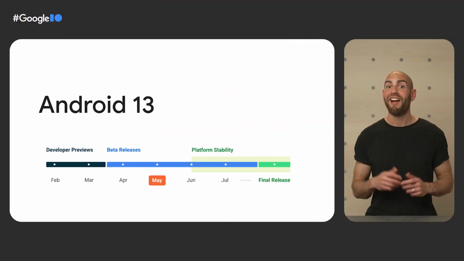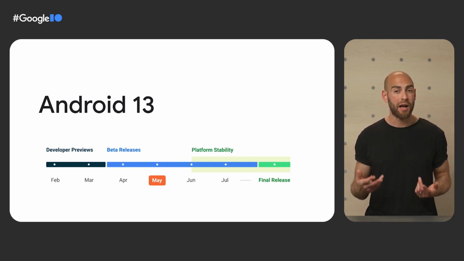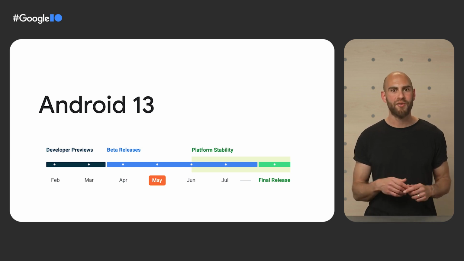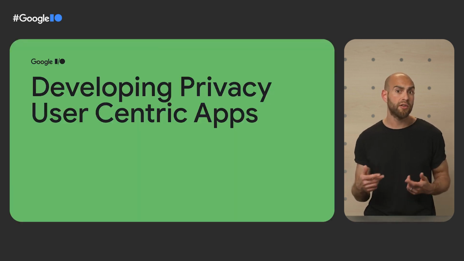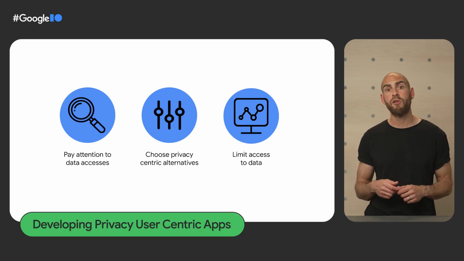Next up, Android 13. Android 13 Beta 2 is now available, evolving the platform to make it even more powerful, safe, and secure. We have deep dives into many Android 13 features to help you understand the latest and greatest additions to the platform. In developing privacy-centric apps, we'll show how Android increasingly surfaces how apps are accessing sensitive information and show how you can minimize data access or permissions.